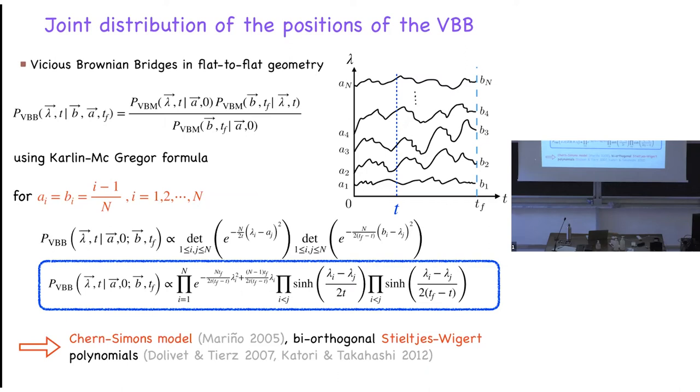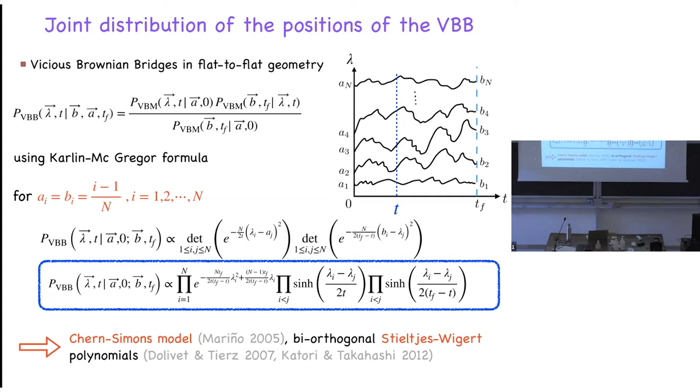Now it turns out, I will not have time, but this turns out to be related to the Chern-Simons model, and actually Marcos Mariño has a series of papers on these models. But eventually, the only case that they were able to compute is again this tf equal half. And this was revisited after that in the context of what are known as bi-orthogonal Stieltjes-Wigert polynomials, which you might have heard about.